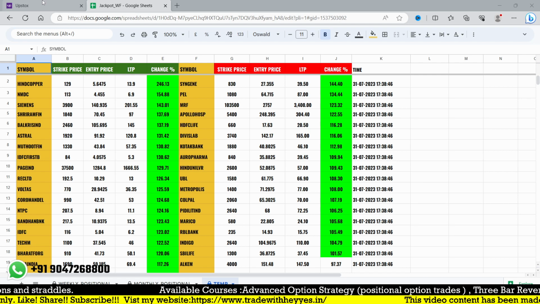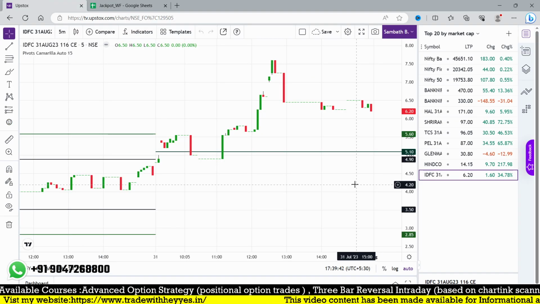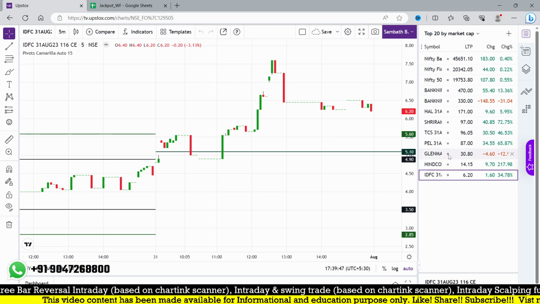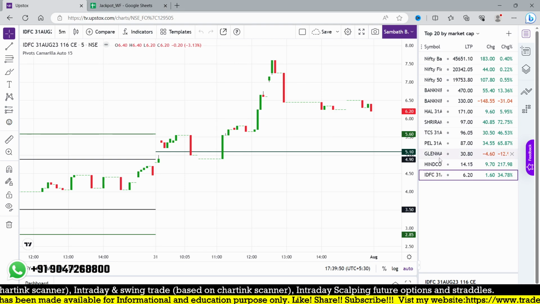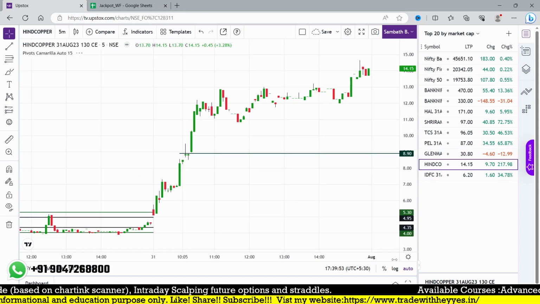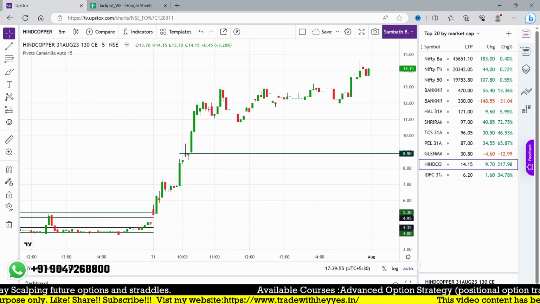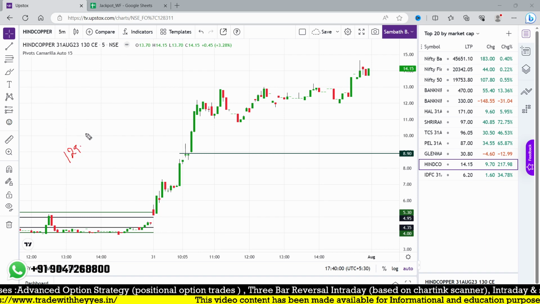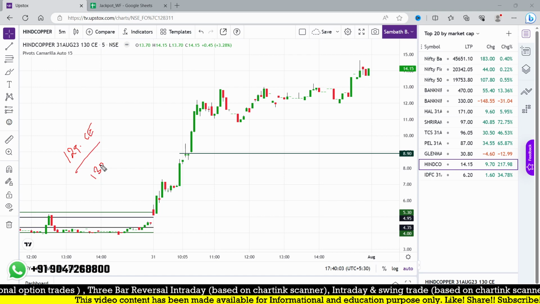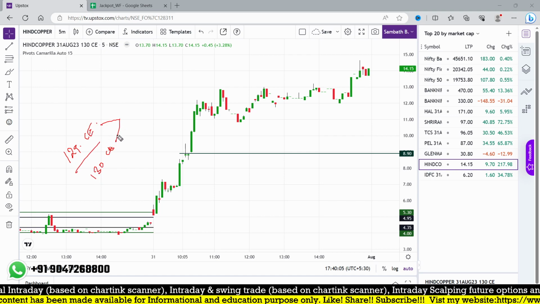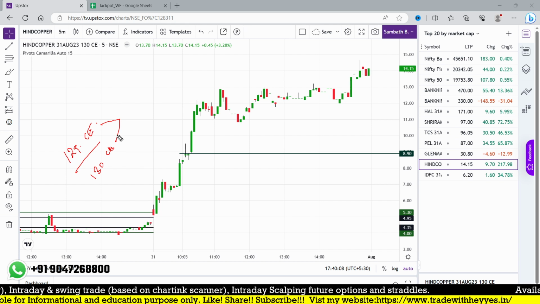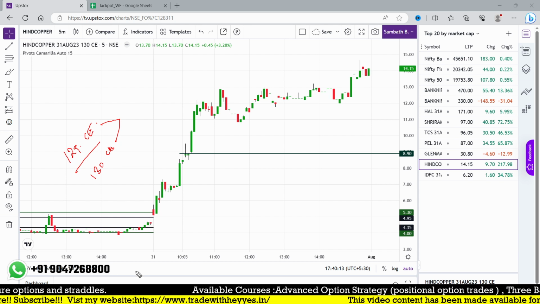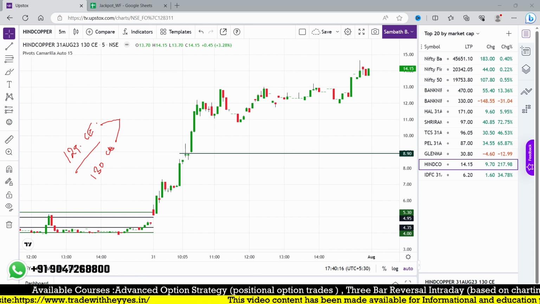Today in weekly positional we are finding some opportunities, and one I found is Hindustan Copper. This is a trade opportunity as per our weekly entry. We had the 129 call option, but I took the 130 call option. Both are the same. I checked the volume and other factors. The stock is looking good, but instead of 129 I took the 130 call option. This is an update for my students.